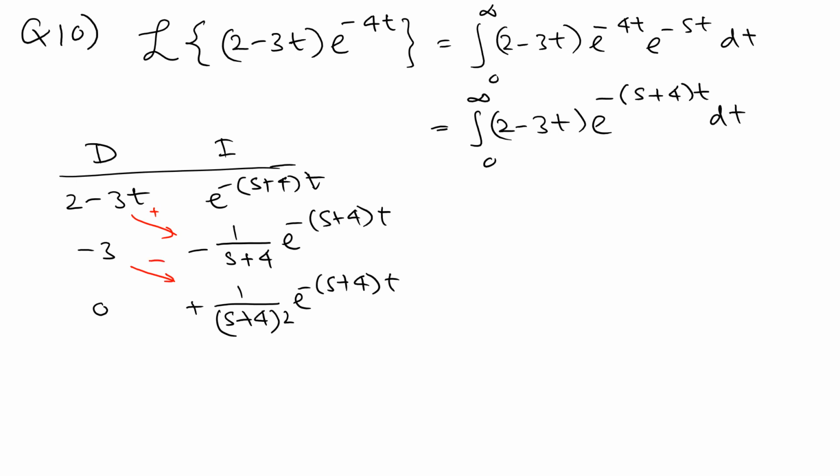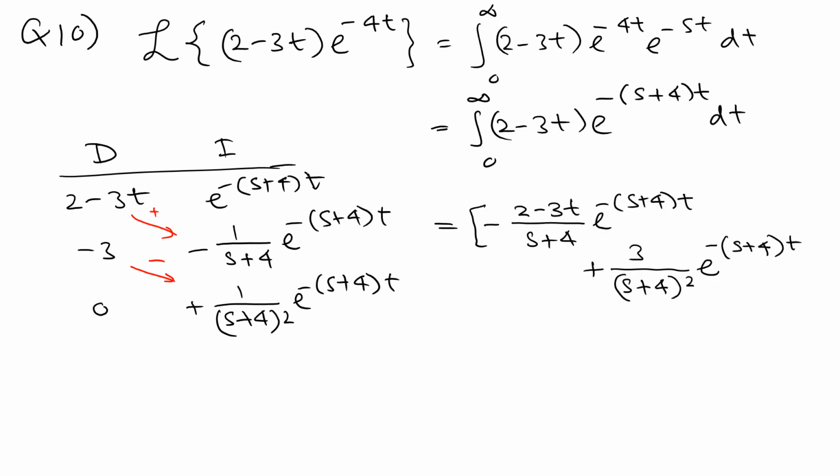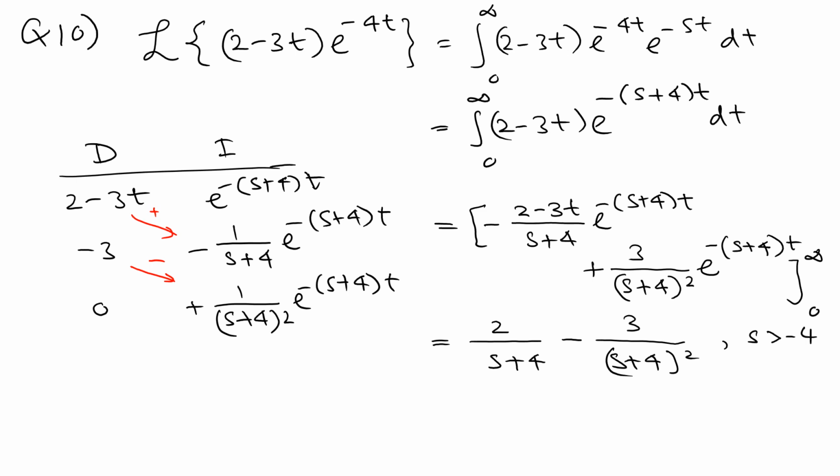Because of that, now you can write the integral, so that means your integral is going to be like this. These are two products you get, and you can evaluate at infinity and 0. And if you plug in the values and use the exponential order, you can see at infinity they both become 0, and at 0 you should get 2 over (s plus 4) minus 3 over (s plus 4) squared, under the assumption that s is greater than negative 4. Okay, so that's what you should get for this one.